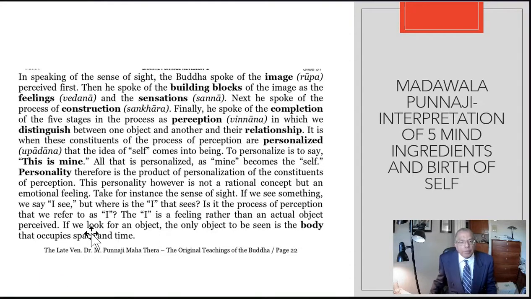And on images, Madhavala Punnaji's interpretation is right here. He says, in speaking of the sense of sight, Buddha spoke of images, the rupa, perceiving first. This is taken directly from his book, the late Venerable Dr. Madhavala Punnaji Mahathera, Original Teaching of Buddha, page 22. So as I described the sensation, the sanna, the conduct, sankhara, the construction of the mental, this is most of the thinking, thought process and others. Completion of five stages of the process of perception ultimately creates the vijnana he's talking about.